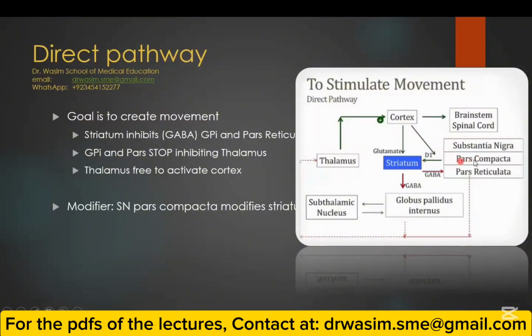So the modifier is the pars compacta. What does the pars compacta do? This is part of the substantia nigra. So pars compacta will activate the striatum via D1. Remember, the activation is by D1. We will discuss that the pars compacta inhibits the striatum by D2 in the indirect pathway. So D1 is for the direct pathway and D2 is for the indirect pathway.